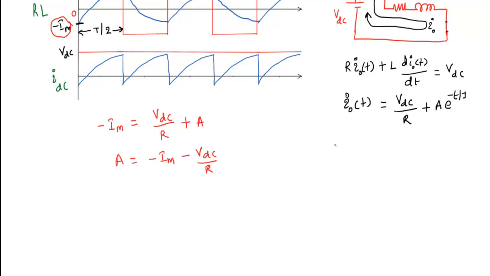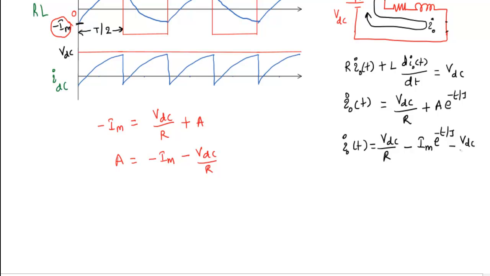Now substitute A in this one, then we will get I0 of t equal to VDC by R minus Im into e power minus t by tau, minus VDC by R into e power minus t by tau.